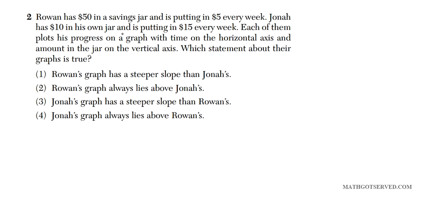So in this case, we have a beginning amount and a growth rate. Okay, if you have a beginning amount and a constant growth rate, that is going to result in a line. So what is the equation of a line? Recall that the equation of a line is given by y equals mx plus b. So in order to answer this question about how the two lines compare, we need to generate the equation for Rowan's savings and the equation for Jonah.